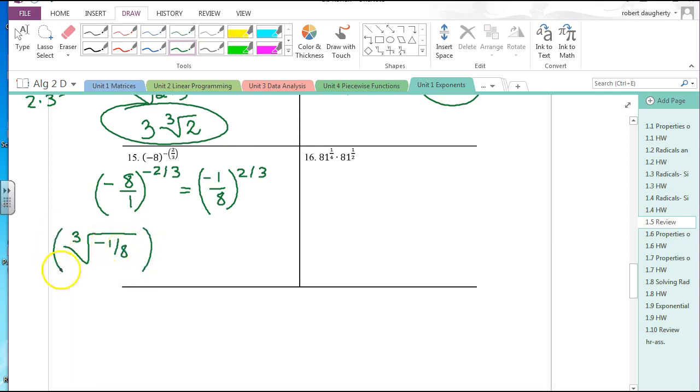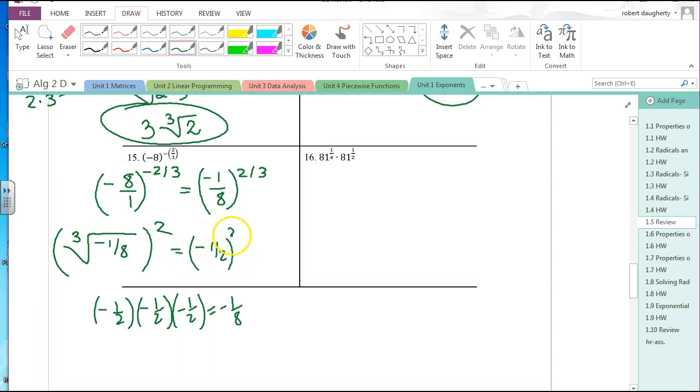I'm going to get that number and square it, okay? Cube root of negative 1/8. I know the cube root of 8 is 2, so the cube root of 1/8 has to be 1/2. Cube root of negative 1/8 has to be negative 1/2, because negative 1/2 times negative 1/2 times negative 1/2 is negative 1/8. So this is negative 1/2 squared, which is 1/4.